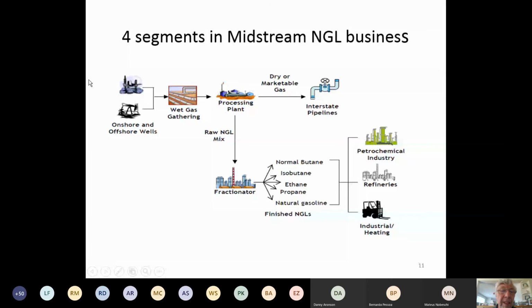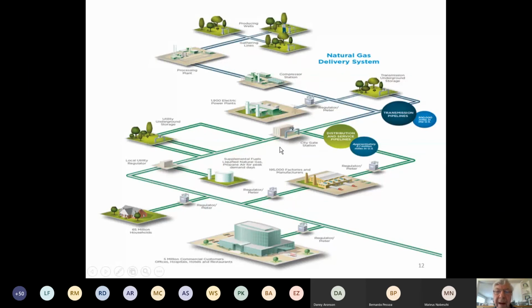Let's see if I can go to that. Yeah. So I've tried here to show that whether you've got onshore or offshore wells, we have wet gas gathering, go to a processing plant, remove the raw NGLs through fractionators, and that creates this product mix here of butane, isobutane, ethane, propane, sometimes gasoline, and they feed the refineries or the petrochemical industry. And the dry gas is marketable, and it goes into the interstate pipelines. You can look at this diagram later.